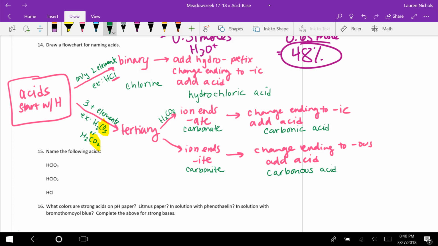And so you can use this flowchart to help you with number 15 to name the acids. So HClO3 is a tertiary compound because it has more than 2. And if you look, ClO3 is ate, chlorate, so that means it will be chloric acid. And ClO2 is chlorite, and so this will be chlorous acid. But HCl is binary, and so this will actually be hydrochloric acid.